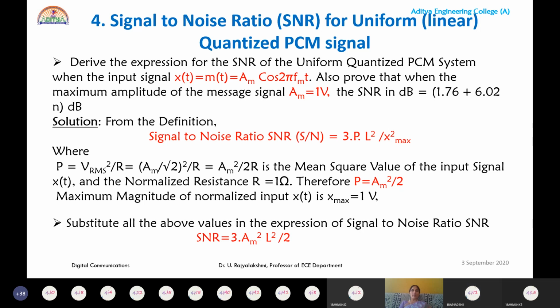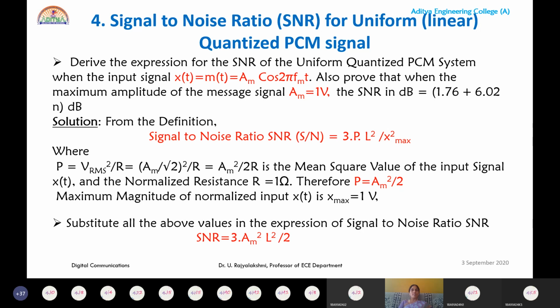Now, what is the magnitude of m of t here? What is the maximum amplitude of x of t? In Am cos 2 pi fmt, the amplitude is only Am; the angle will be inside the cosine term. So the maximum amplitude of the message signal is A suffix m. Now, what you are going to calculate is the SNR.